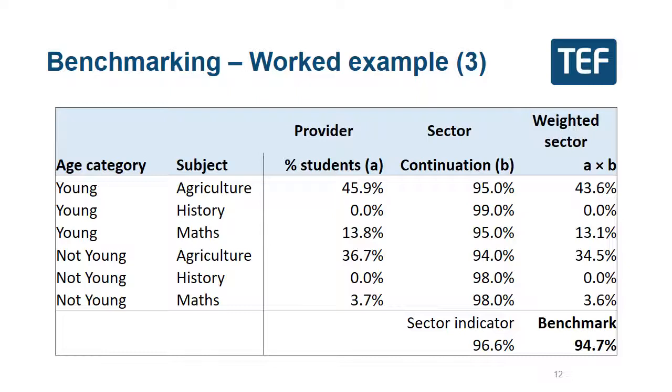Real benchmarking has many more factors and many more categories within those factors, but the general principles are the same as this example. There is a sector rate of performance for each group of students. We calculate what proportion of a provider's students are within that group, and then we multiply the two together.